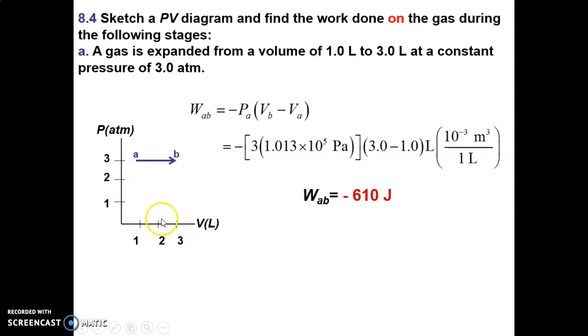Volume is 3 minus 1. This is in atmospheres, and they converted. I'm not that worried about the math. I'm worried about, can you draw the graph? Do you know what's going on? Positive, negative, volume change, that type of thing.